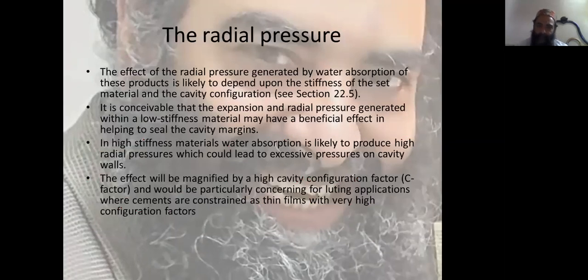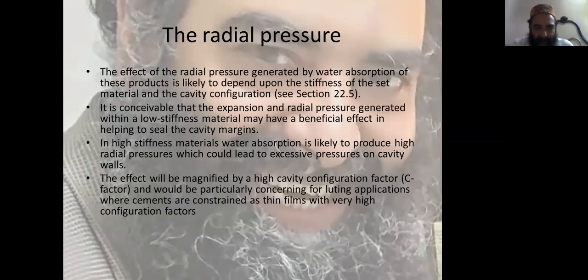Radial pressure. The effect of radial pressure generated by water absorption of these products is likely to depend upon the stiffness of the set material and the cavity configuration, the C factor. It is conceivable that the expansion and radial pressure generated within a low stiffness material may have a beneficial effect in helping to seal the cavity margin, because it presses outward and it can seal the cavity margins.